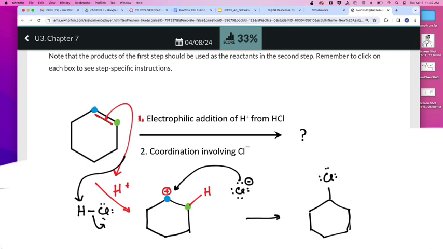What happens to the charge on the carbon? Neutralize. What happens to the charge of the chlorine? Neutralize. Do I need to show the hydrogen anymore? Nah, it's implied, so we can get away without showing it.